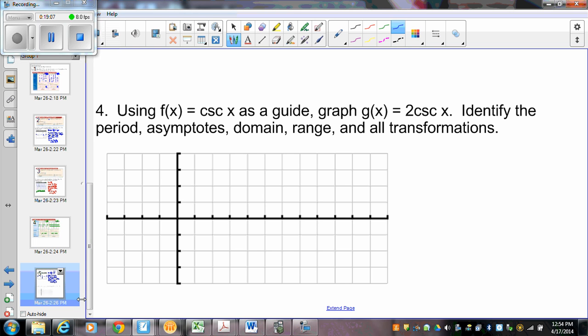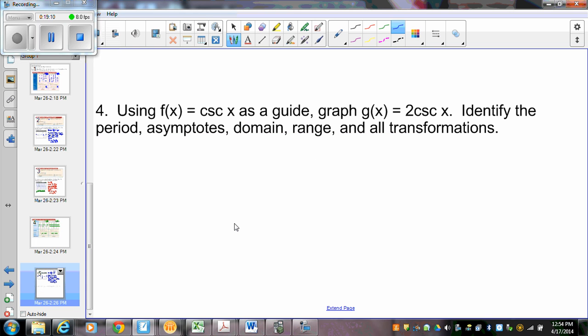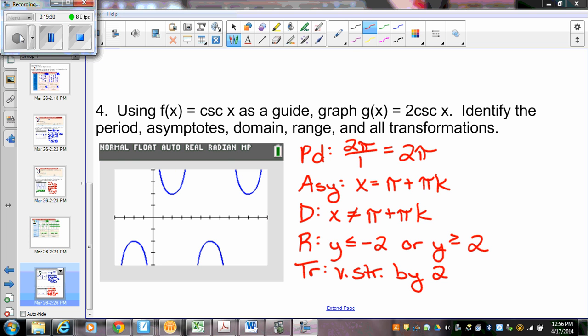All right, now I want you to pause it and give number 4 a try with g of x equals 2 times cosecant of x. Okay, so hopefully this is the graph that you got, which really doesn't look very different from the original cosecant graph, except that our maximums and minimums have now changed. Rather than being at -1 and +1, they are now at -2 and +2 because of this vertical stretch right here.